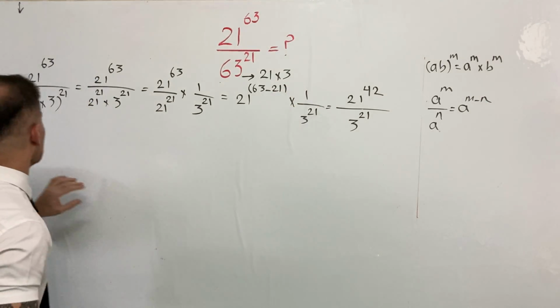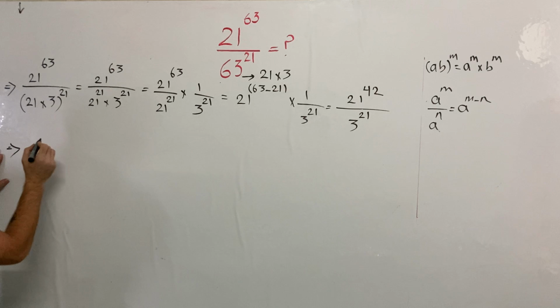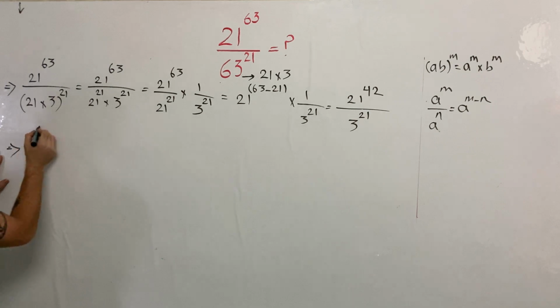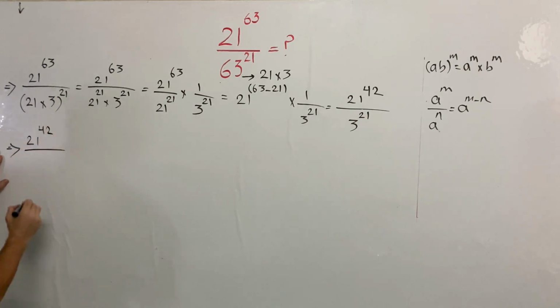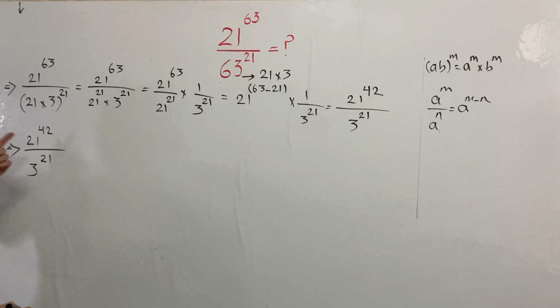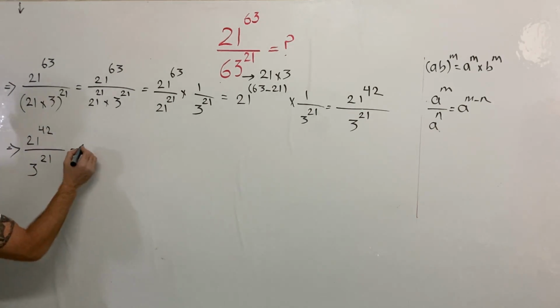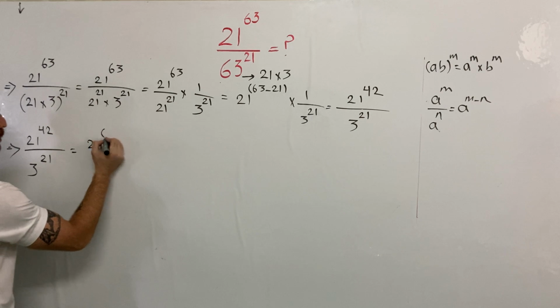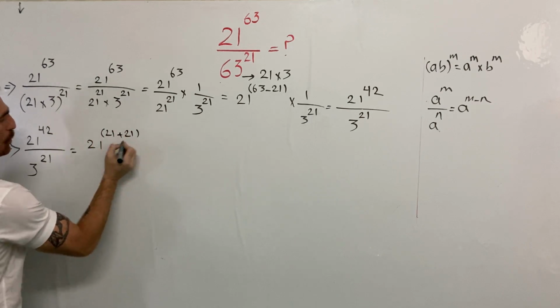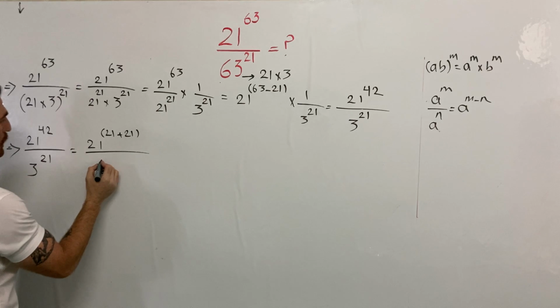What is the next step? Let me rewrite it here. So we have on top 21 raised to 42, bottom 3 raised to 21. What is your strategy to continue the solution? Look here, what do we have? 21 raised to 42. 42 can be written in the form of 21 plus 21. Let me write it. 21 raised to 21 plus 21 over 3 raised to 21.